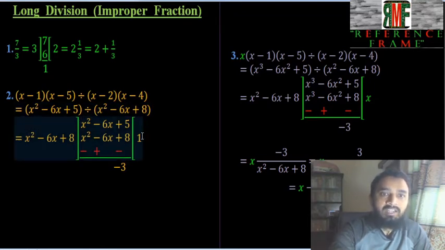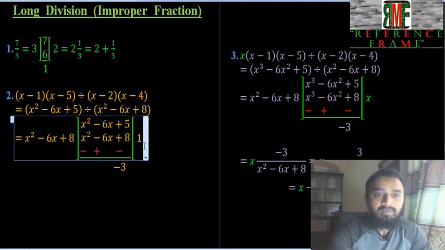So this is multiplied by 1. If we multiply by 1, that will be the similar index. Now when you subtract them, the sign will be changed. So look here, the sign is being changed.